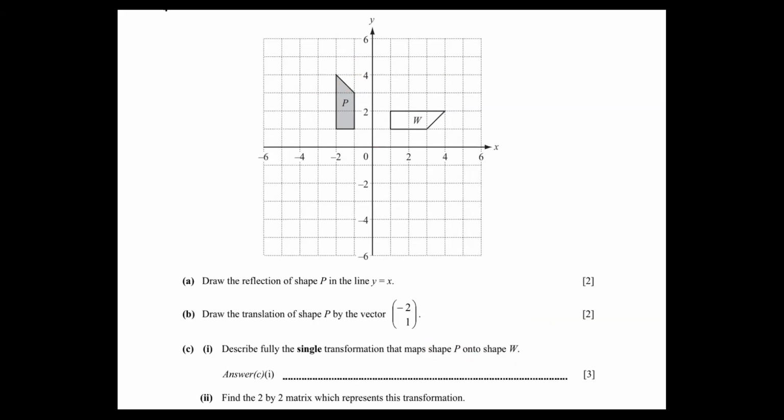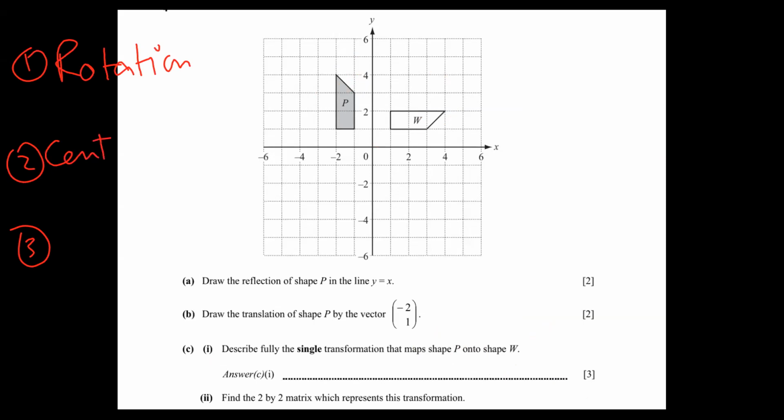Okay, so now I have to describe. A 3-mark question comes always. Why 3 marks? I'm writing here: 1 mark, 2 marks, and 3 marks. Number 1 mark is for the name. Number 2 mark is for the center of rotation. Number 3 mark is for direction and angle.